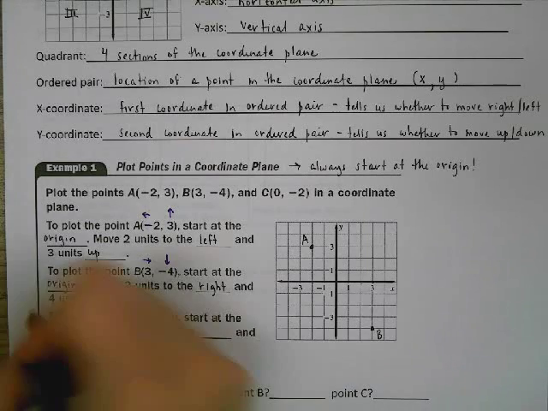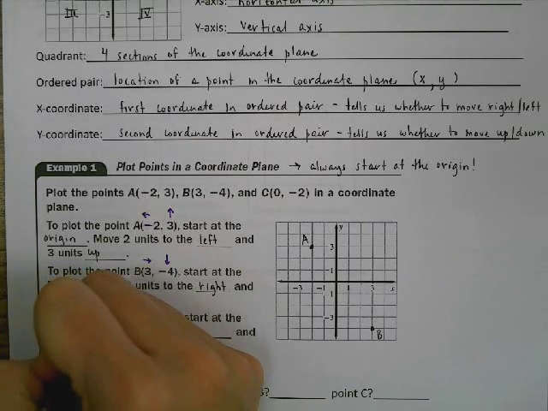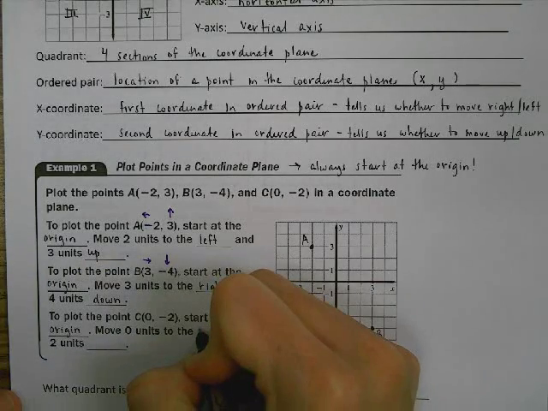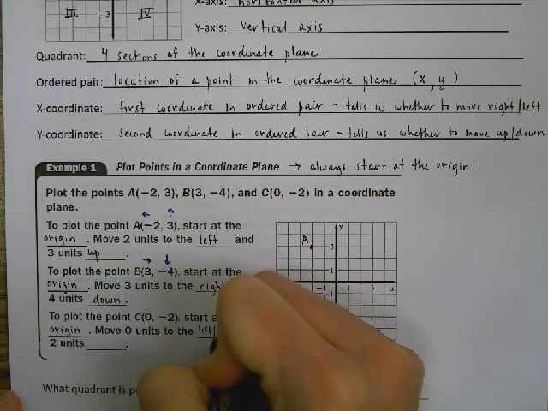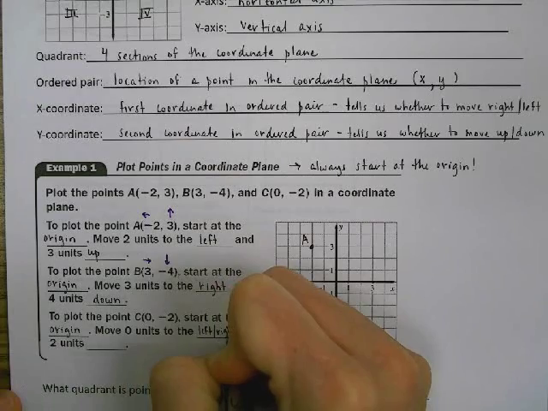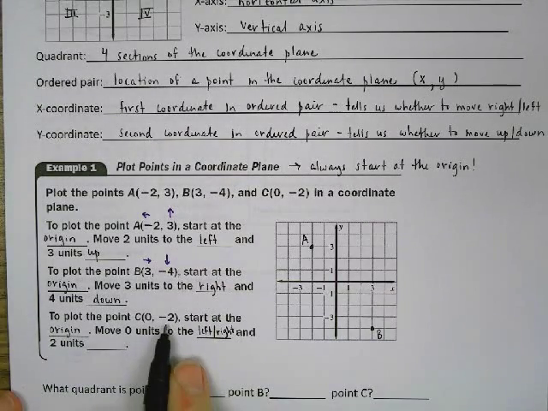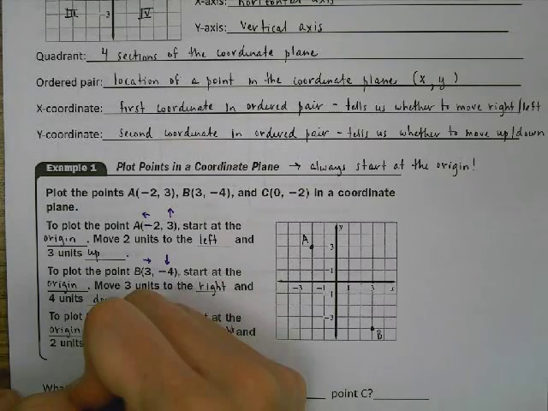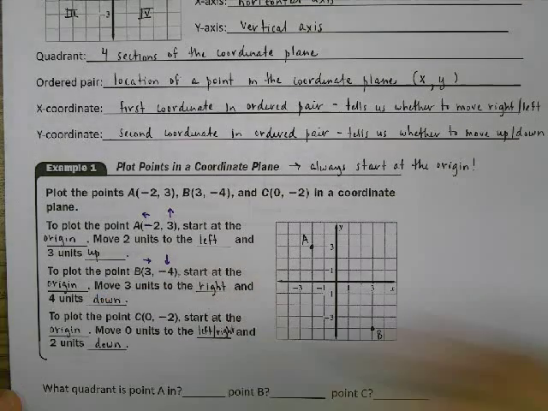So for point C, again, we start at the origin. Now, my x-coordinate is 0. So I'm going to move 0 units really to the left or right. So I'm going to stay right where I am. And then since my y-coordinate is -2, I move 2 units down.